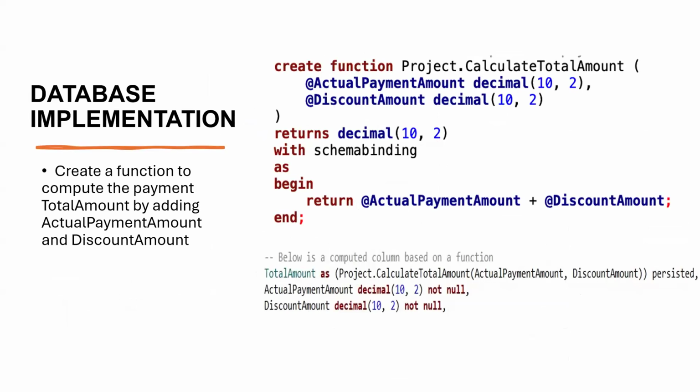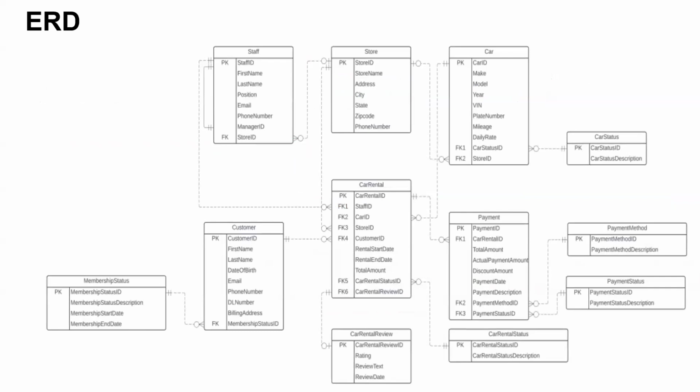The first one is a computed column here. So you see we created a function called project calculate total amount, which is a straightforward function name. It just adds the actual payment amount and discount payment amount to output total amount. So where are we going to use it? If we go back to the ERD, we will see that in payment, there's total amount, actual payment amount, and discount amount.